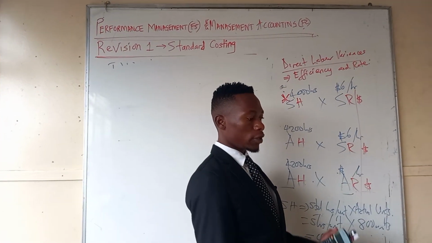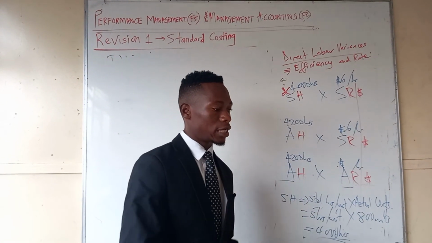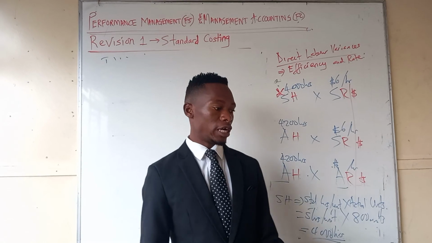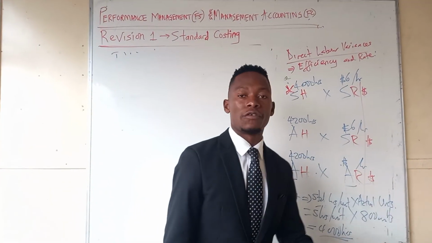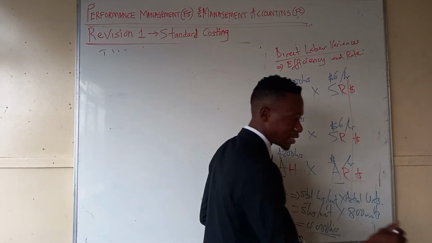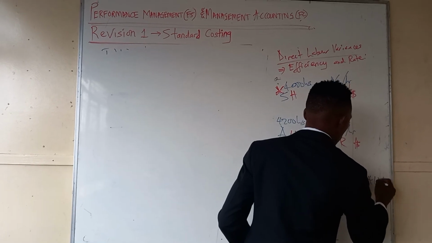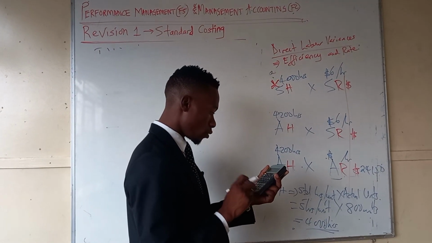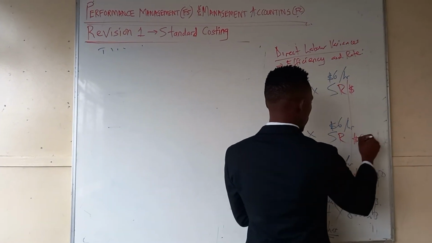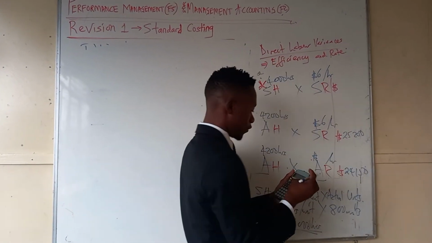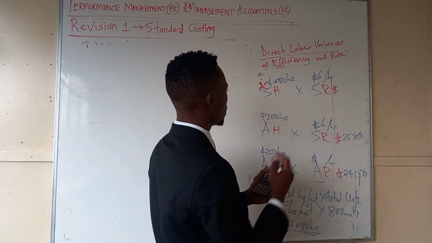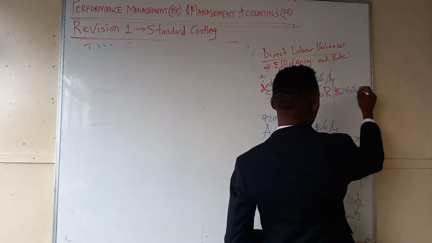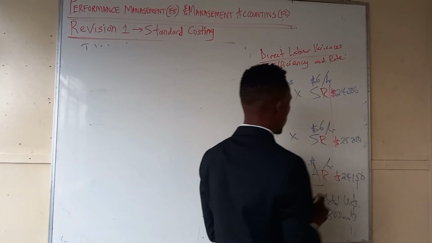So on your actual, at the bottom, they told us that 4,200 hours were worked for how much? 24,150. So that's the actual, 24,150. You have your actual here. Then you multiply them. This is 25,200. If I multiply 4 by 6, this should be 24,000. Yes, 24,000. Then there's a difference.